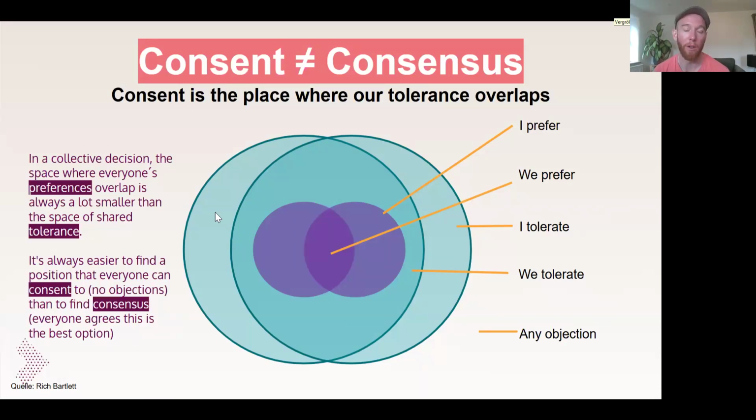So we're not looking for meeting each other's preferences. If we can, great, but this is not what we're looking for. We're looking at where our tolerances overlap. So basically, any objection that would be put forward is where a single member of this group or community is not meeting their zone of tolerance. So basically, all objections would be outside of their zone of tolerance.